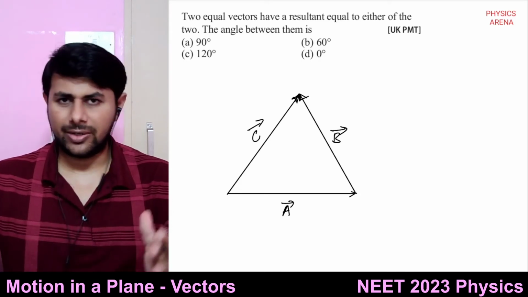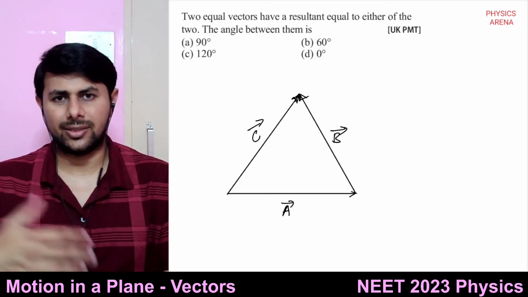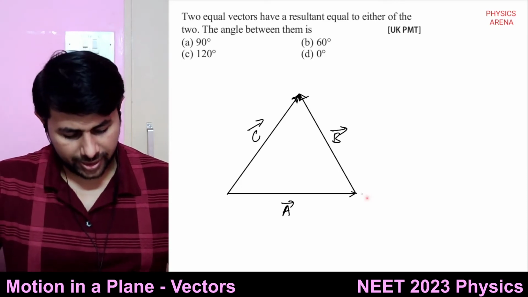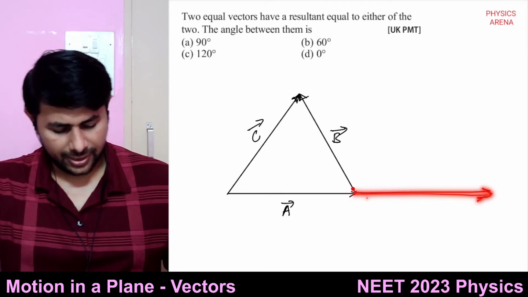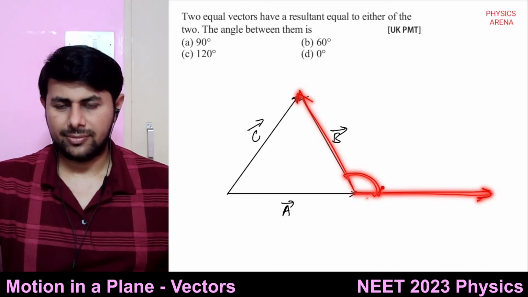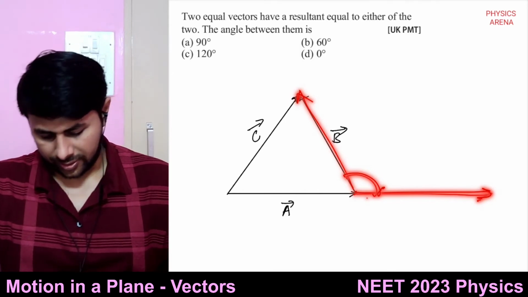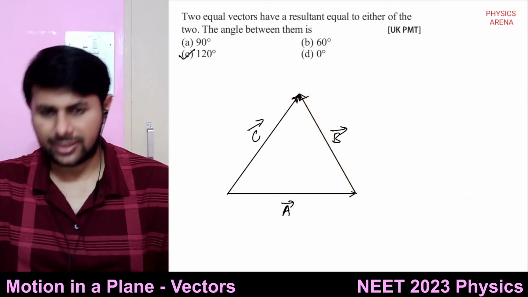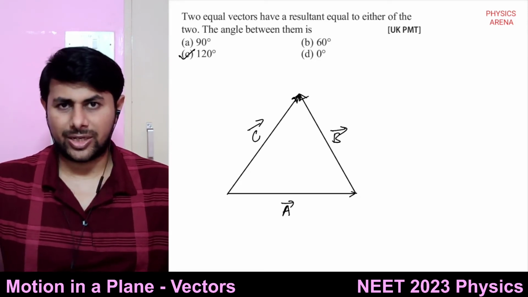Okay, so in an equilateral triangle, the angle between two sides is 60 degrees. That's correct. But here, A bar is directed like this. So this line and this line, how much is the angle between these two? 120 degrees. Right, Sanjay? Yes, sir. So the angle between these two is 120 degrees, and using the formula also, we can solve this.